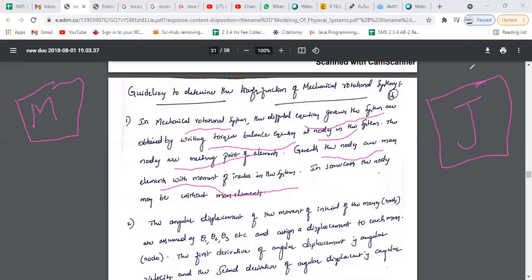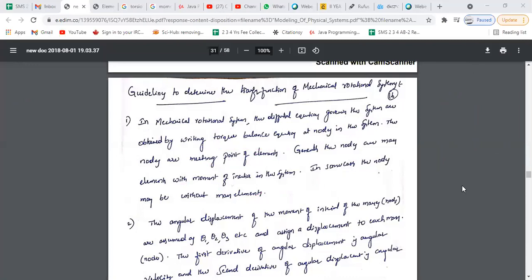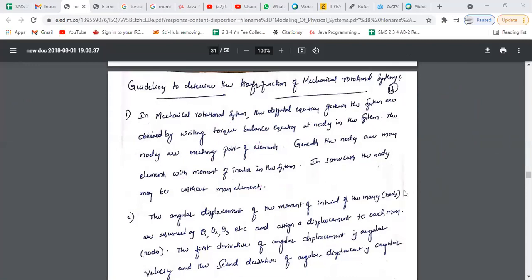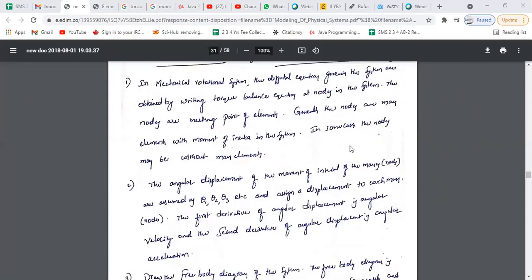We have to draw the free body diagram and mark the applying torques as well as opposing torques. Right? If you observe here also, in some cases the nodes may be without the mass elements, similar to the translation system. What is the second step? We have to assume the number of angular displacements depending on the number of nodes present in the system, similar to the translation system.